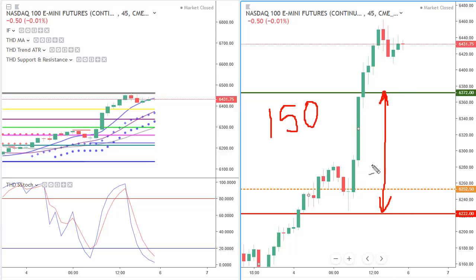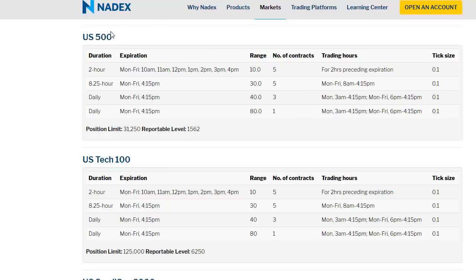Now, the call spreads, there's a couple of different things. On the call spread, you have the 2-hour and the dailies available. Each one has a different width to it. The 2-hour is, I think, 10 points. The dailies are maybe 30 points. You can go over to the stock indices contract specifications, and you can see they're all listed here.